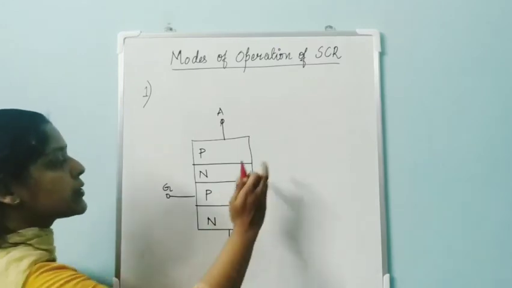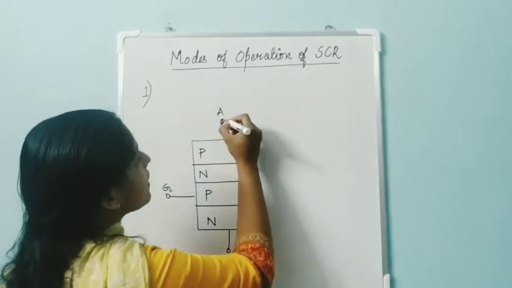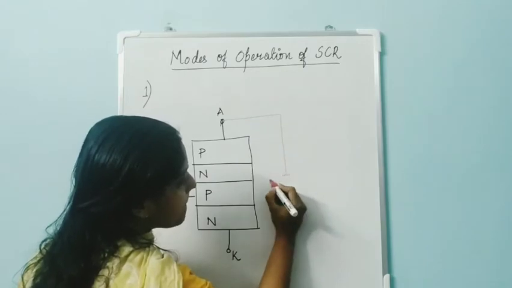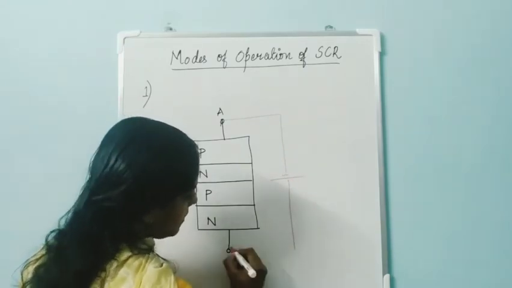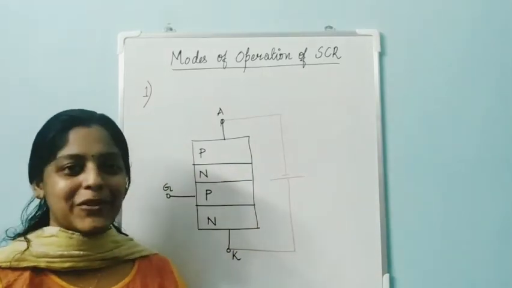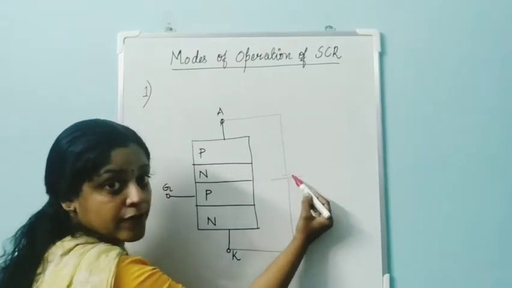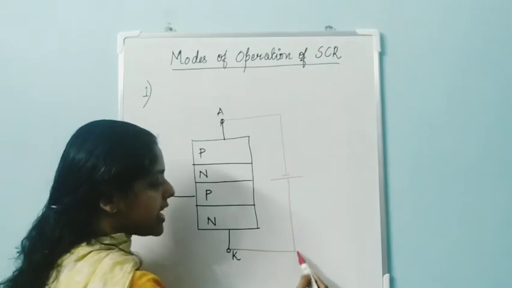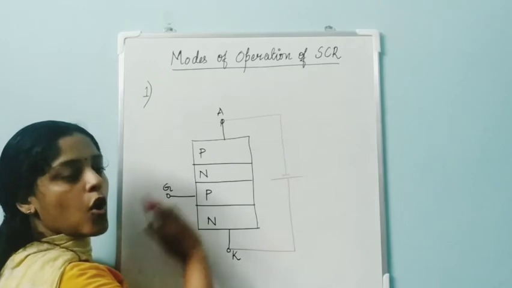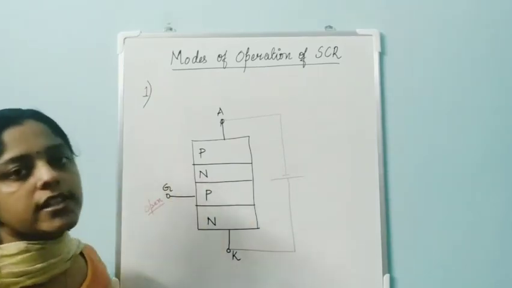Now I am going to give supply to this SCR. Let's see how I am going to give this supply. Assume this is the supply I am giving to this SCR. The anode of the SCR is given to the negative of a battery, and the cathode of the SCR is given to the positive terminal of the battery. And here I have one more terminal, with no connection. That means the gate is kept open. No connection is given to the gate.